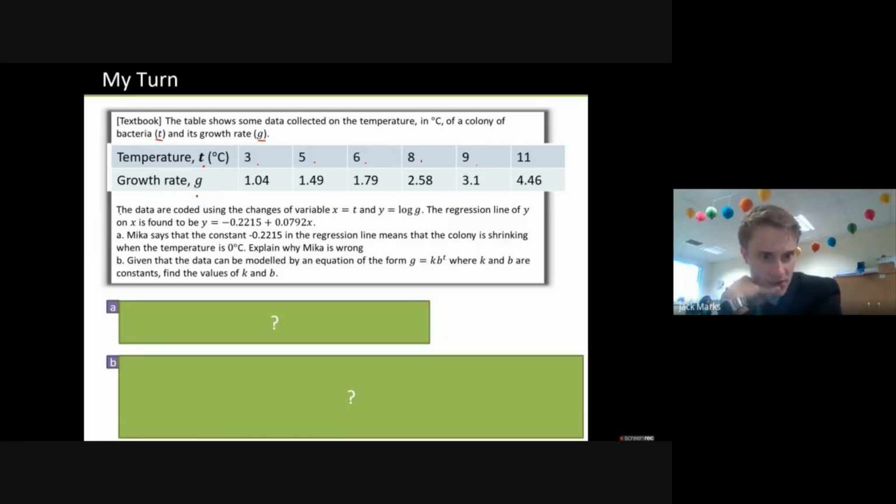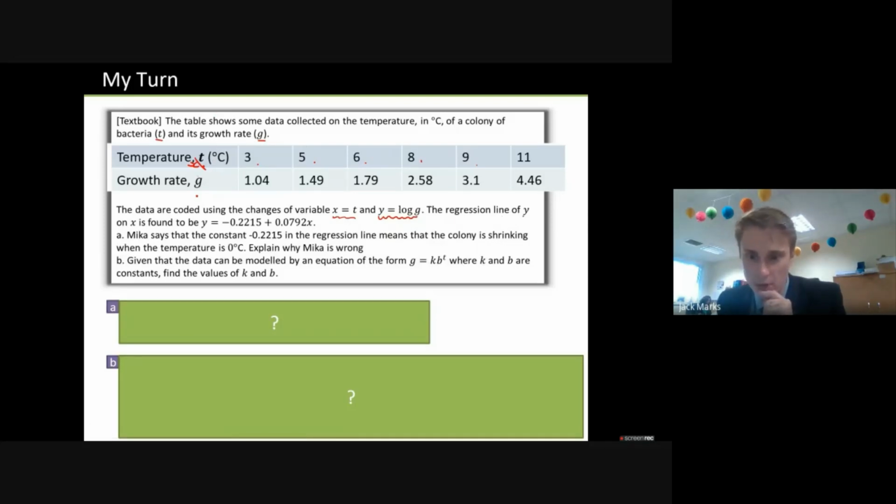Let's keep reading. The data are coded using the changes of variable x equals t. So x and t are sort of the same thing. So this is t, or it is x, and y equals log g. Okay, so let's have a think about what we might need to do with that in a moment. So what is y? Because I've talked about t and g already. So what is x and y?